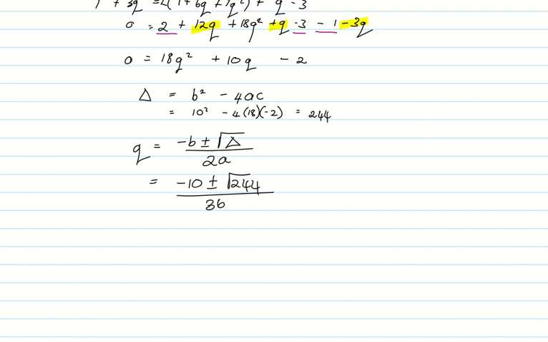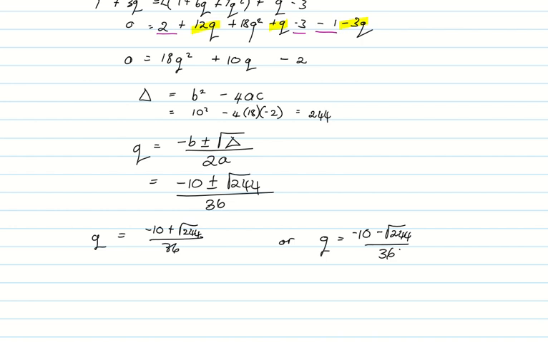So we're going to say Q is equal to negative 10 plus the square root of 244 over 36, or Q is equal to negative 10 minus the square root of 244 over 36. So that is my two answers for Q, and they asked me to leave it in simplest surd form. But there was not only a Q here, there was also a P.